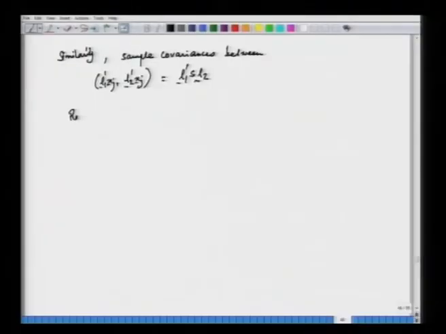Now, let us take up an example from real life data. So, a real data example, and we have the calculation of sample principal components.